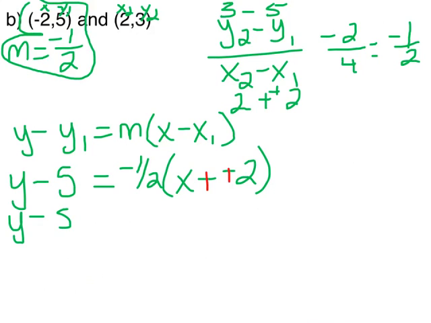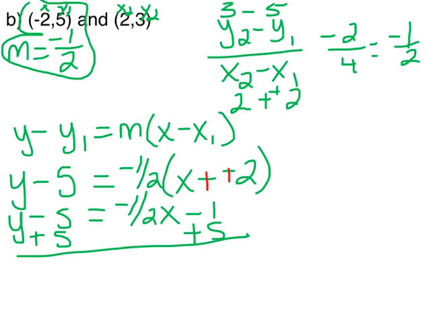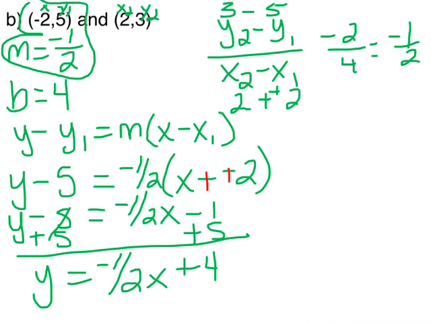y minus 5 equals negative 1/2 x. Negative 1/2 times 2 is negative 1. I'm going to add 5 to both sides because I want to get y by itself. y is going to equal negative 1/2 x plus 4. Therefore, my b is 4, if I want to go ahead and graph that.